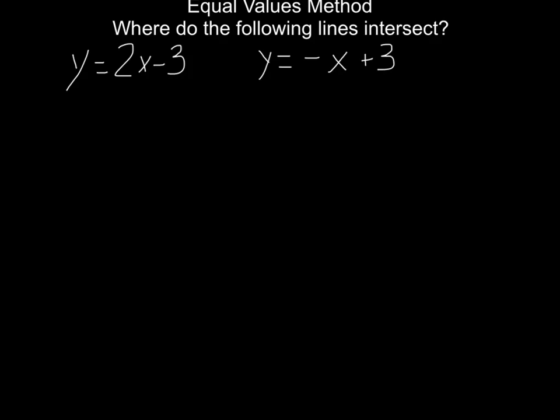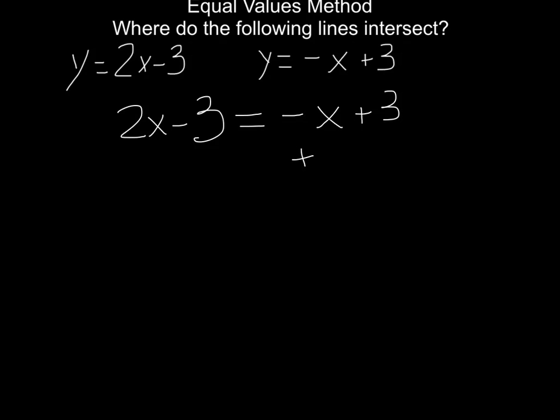Let's take a look at the equal values method, which is a way to determine when two lines intersect without having to graph them or make a table. What we need to start with is always two equations that are written in y equals mx plus b form. And then we need to set those two equations equal to each other. So let's take 2x minus 3 and see where it equals negative x plus 3.